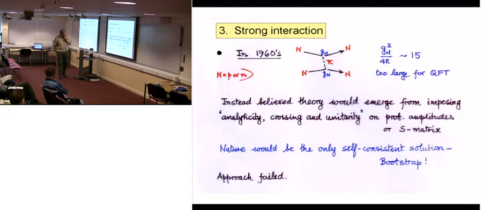Now what about the strong interaction? In the 1960s, we've got a nucleon and a nucleon, so a proton and a proton. And the idea is, well, we know that the lightest hadron is a pion, so they're exchanging a pion, and it turns out that the coupling here is about 15. The e squared over 4 pi was 1 over 137. Here, g squared over 4 pi is of the order of 15.